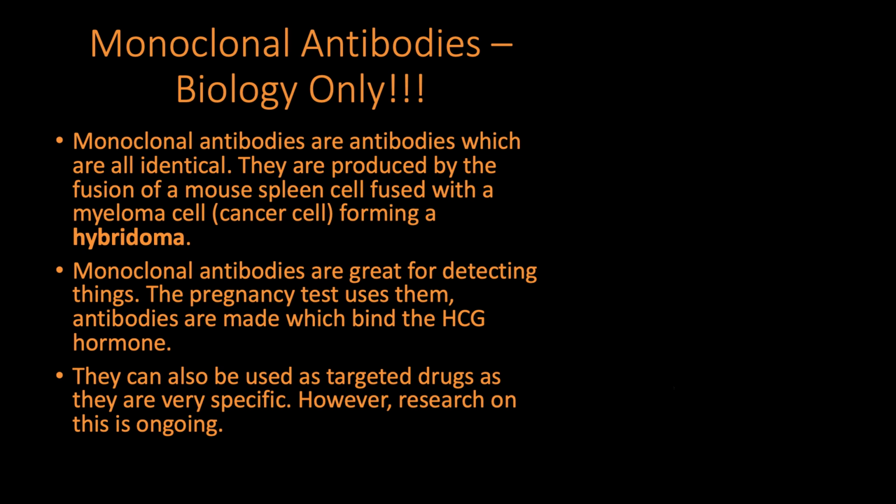Now, those antibodies are great for detecting things. We use them in the pregnancy tests, right? They test for HCG, which is a hormone, and so that is all well and good. They can also be used to target drugs in a very specific way, right? They can target parts of our body in very specific ways because they are very specific themselves. They can go and bind to something. We can tell them to go and bind to a certain type of cell, for example. However, research on that kind of thing is still ongoing.